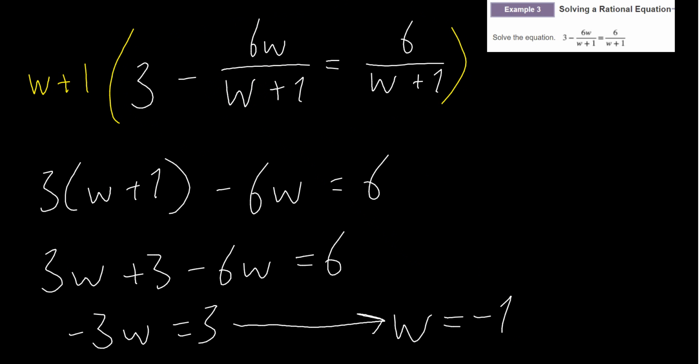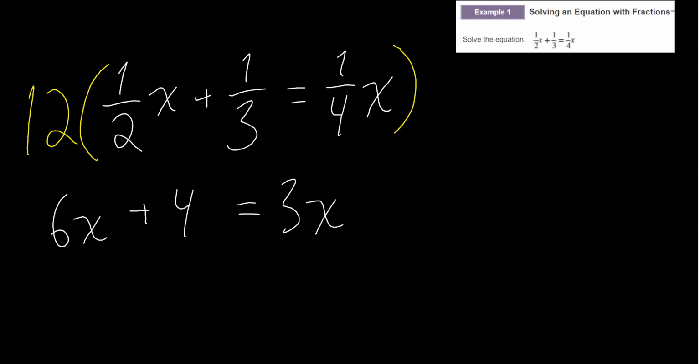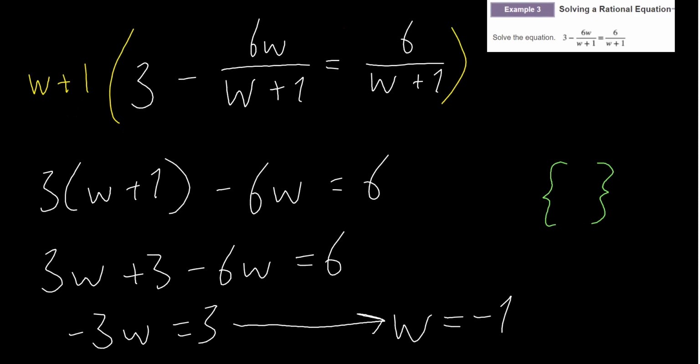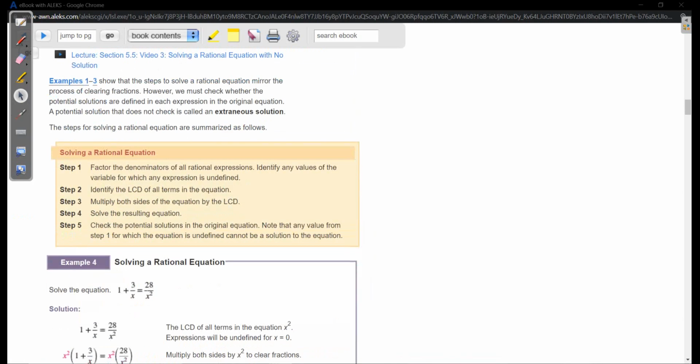Restricted value is exactly what it sounds like. It is a value that is restricted. We cannot use it. Okay, so my solution here is actually just going to be the empty set because there is no solution to this particular problem. So how can we avoid this problem in the future? Well, let's go back. Actually, let me see what example 4 has in store for us before I tackle that. Okay.